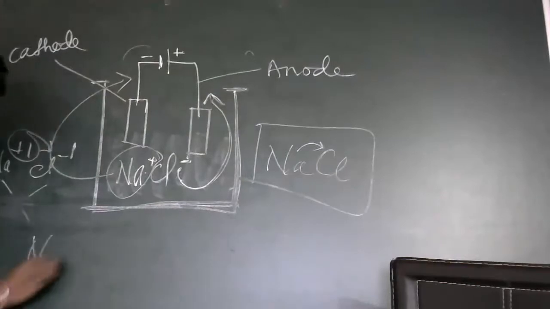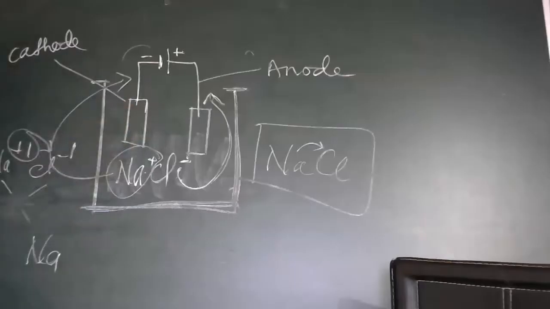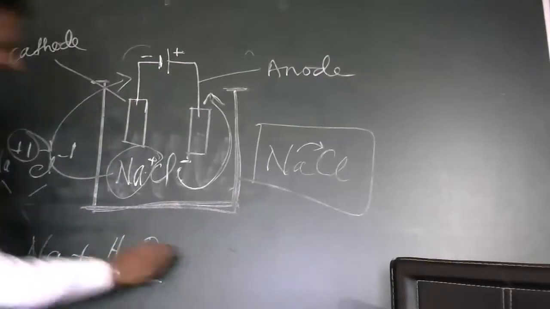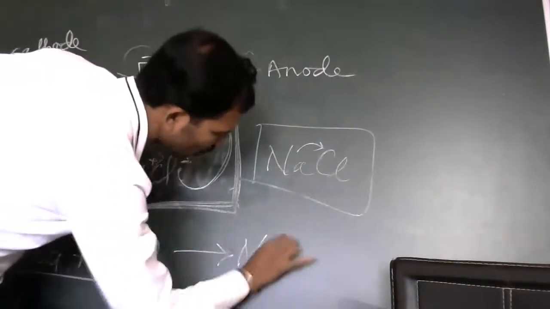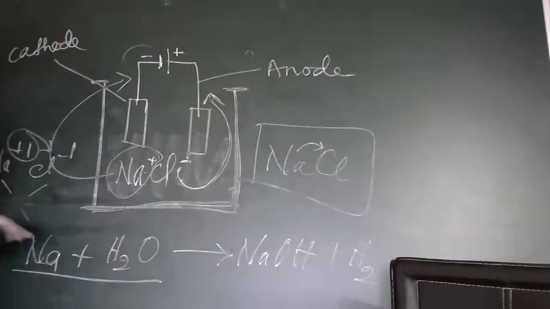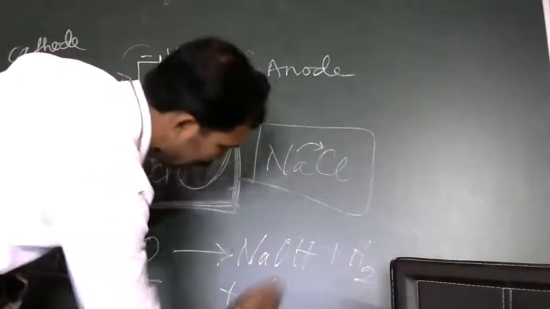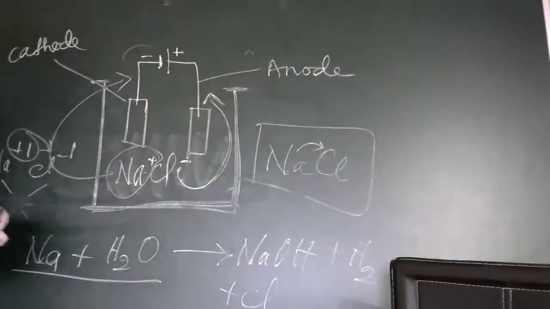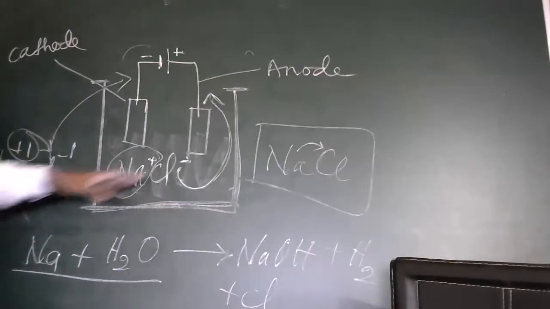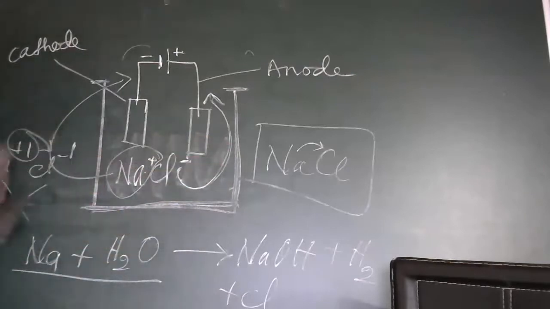Sodium which is formed in the cathode side will react with the H2O. Water jothe react ಆಗ್ತದೆ. It forms NaOH. Plus hydrogen gas will be liberated. And Cl gas already liberated. I hope you are getting my point. So this is how the chloralkali process is done actually.